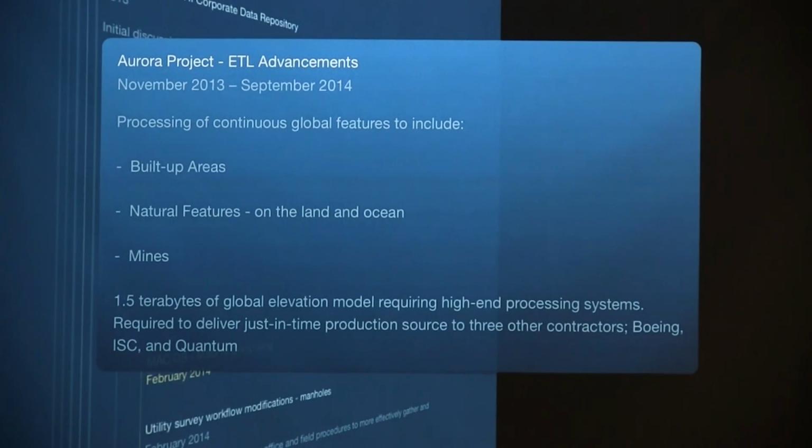Aurora probably was the biggest project we ever did. It was the whole globe. So we mapped and did work for NGA across the whole globe. We processed data for natural features. We did all the built-up areas. All the built-up areas are really cities across the globe. And so this was a huge endeavor for us.